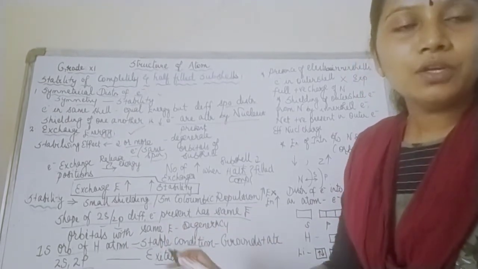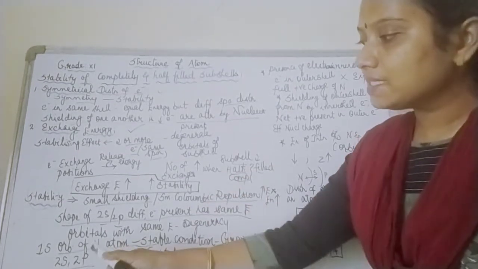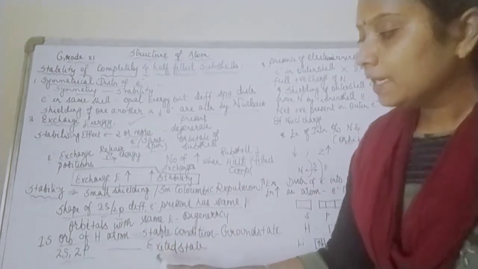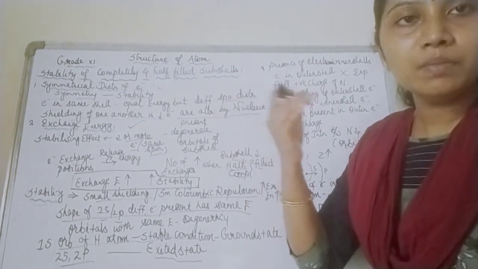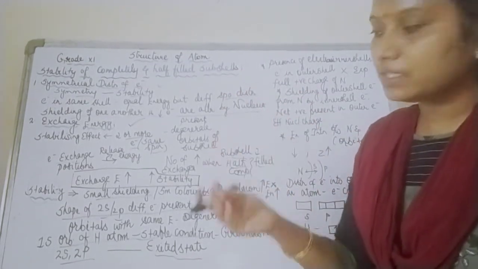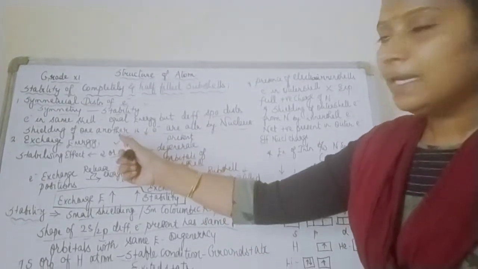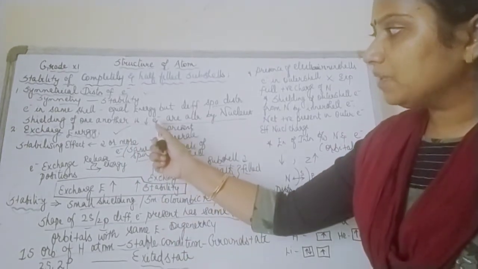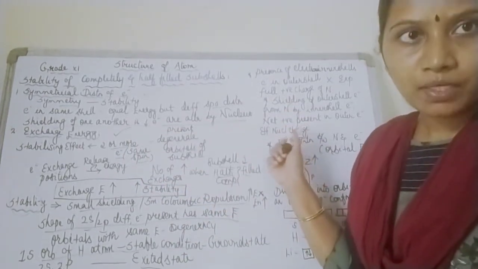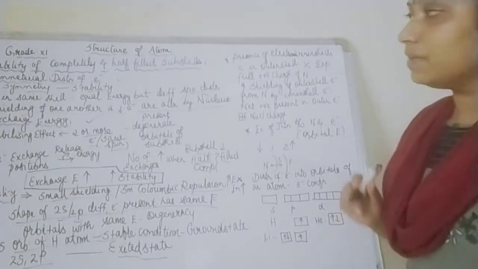And your 1s orbital is in the ground state, so it is in a stable condition, while 2s and 2p are in the excited state. Why? Because the electron has moved from the ground state level to a higher energy state, which is called the excited state. Now, when I was explaining the shielding effect and the exchange energy, I told you I would give some more points. So I am going to tell you some more points regarding the shielding effect.